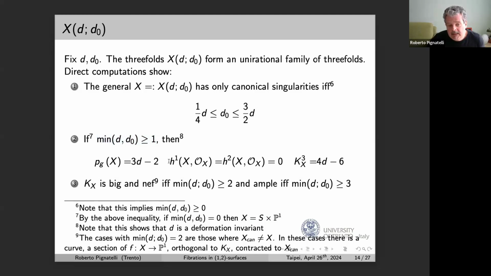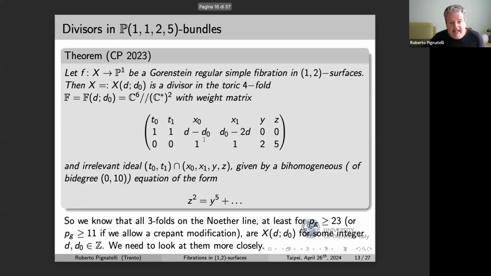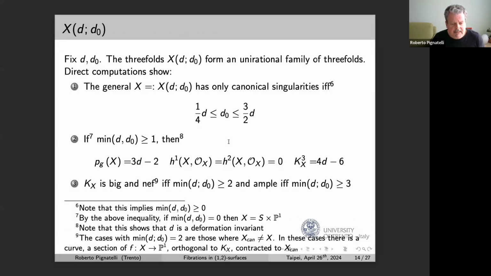Then you compute the invariants. The threefolds have all the irregularities equal to 0, H1 and also H2 of O are 0. Assuming this minimum is at least 1, the genus is 3D minus 2. If I had written this with A and B, I would have used a combination of A and B to get the genus, but one reason to write it this way is that one of the two numbers now is a deformation invariant, because the genus is a deformation invariant. The two numbers separately are not deformation invariants, but this combination of them, which is D, is a deformation invariant because it's the genus. 3D minus 2 is the genus.